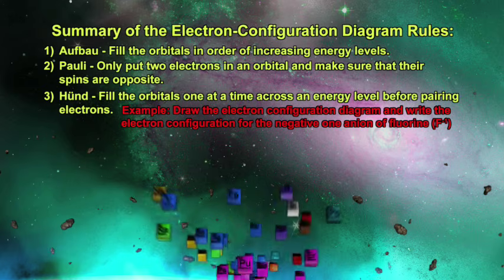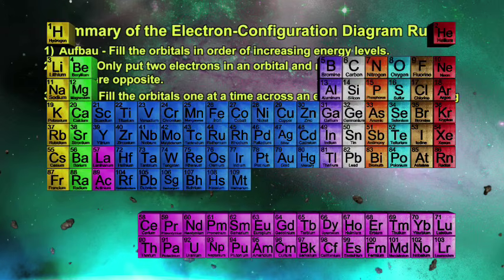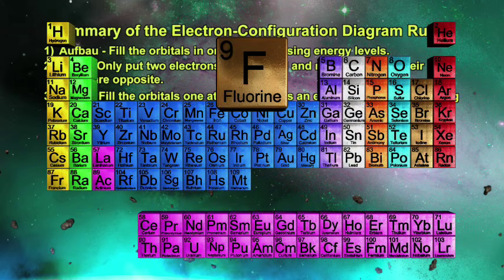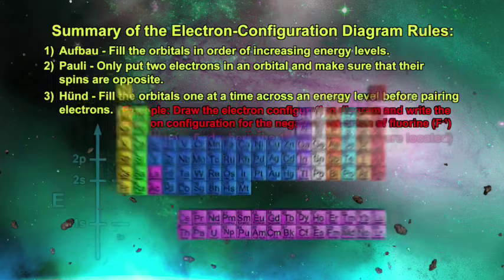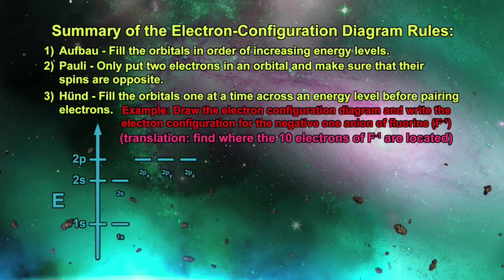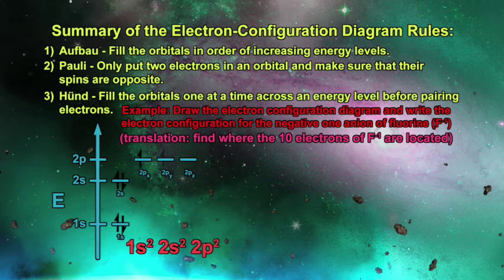In this example, we have one more electron than the atomic number of fluorine. Thus, examining the periodic table, we see that fluorine's atomic number is 9, which means there are 9 protons and 10 electrons if we have a -1 charge. Thus, the problem is really asking us to find a home for 10 electrons. Again, following our 3 simple rules, we place all 10 electrons into our diagram as shown.